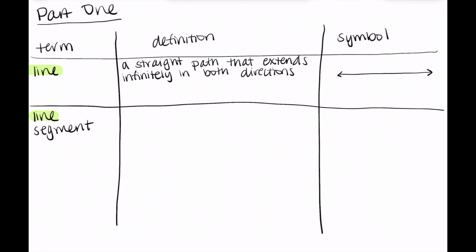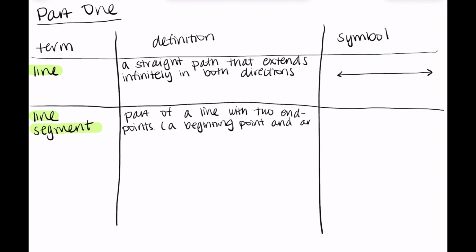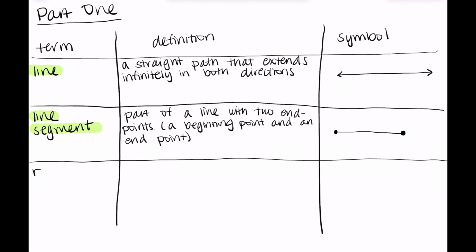Our second term that we're going to define is a line segment. The definition of a line segment is part of a line with 2 endpoints. For the 2 endpoints, we're going to have our beginning point where we start and then our end point where we end. So we'll have 2 points with a line in between. Try to visualize that before I draw it out. And the symbol and how this would look like visually is we would have our 2 endpoints, right? Notice the difference here compared to the line. We have 2 endpoints with a line in between. No arrows for this one.